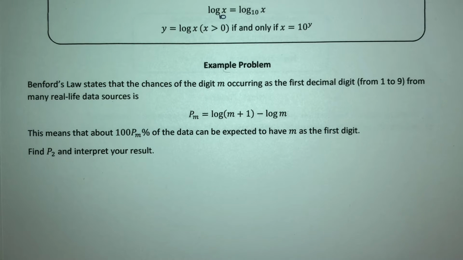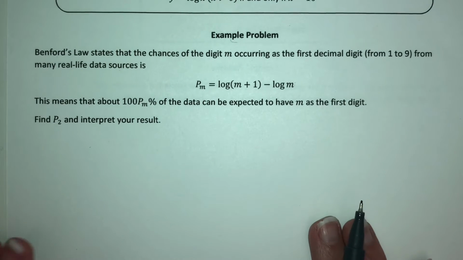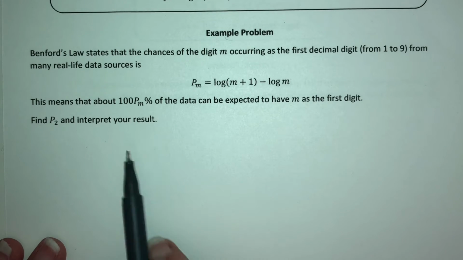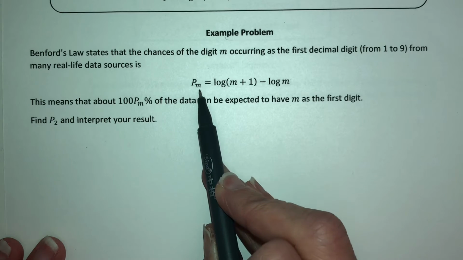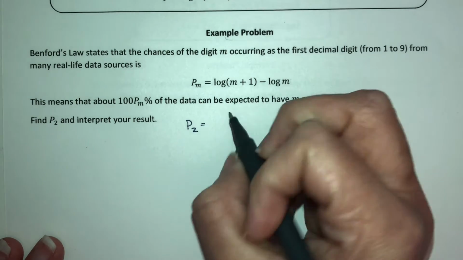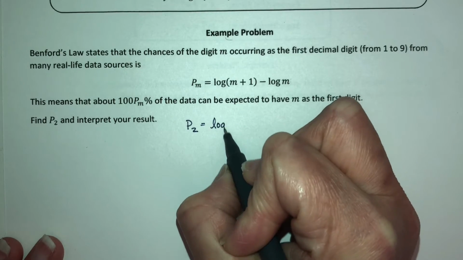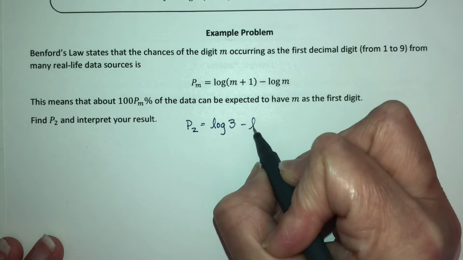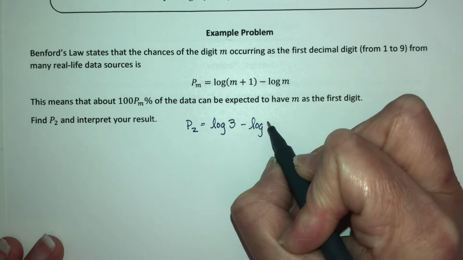This law is important. A lot of auditors use it to try to locate falsified information on tax returns and things like that. So what we're going to do here is we're asked to find p sub 2 and then interpret the results. So I'm going to take the 2 and it's being plugged in for m here. So p sub 2 would equal common log of 2 plus 1 minus common log of 2.